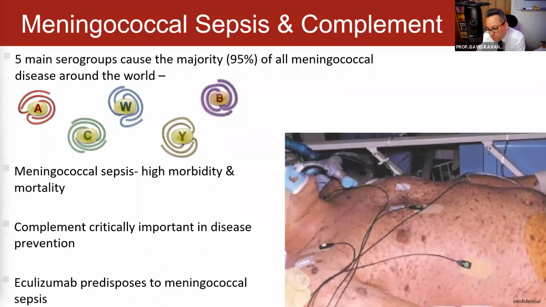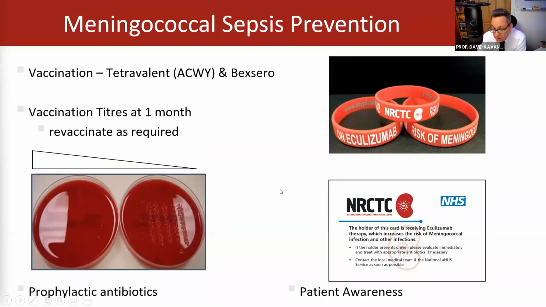Clearly, the biggest problem we have is meningococcal sepsis. There's a high morbidity and mortality associated with this, and the complement system is critically important in preventing that disease. And eculizumab therefore predisposes to this. And now we spend a lot of time in the UK making sure people are vaccinated, and they have responded. But even then, we still think prophylactic antibiotics are essential. And all our patients get wristbands and cards telling them they need to get in touch if they're unwell.